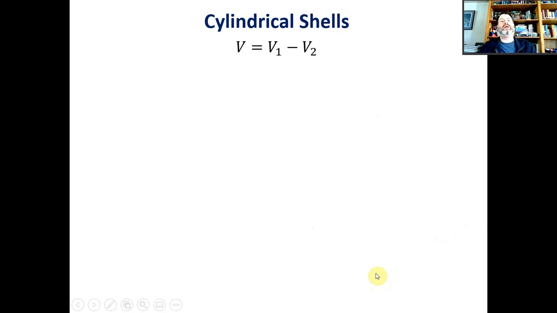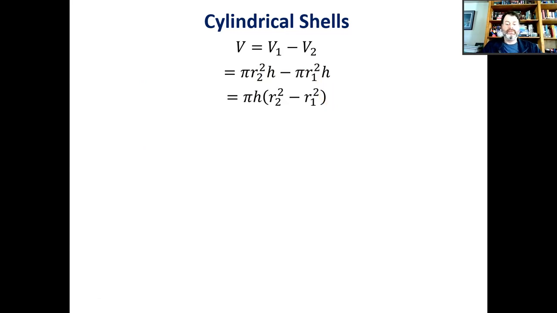So let's compute the formula for the volume of the shell. We know that V1 is the outer cylinder, V2 is the inner cylinder, so we're going to subtract those. So I just plug in the formula for the volumes of each cylinder, right? The outer cylinder is pi r squared h, but R2 is the outer radius, R1 is the inner radius. Then I'm going to factor out all the common factors, right? So pi and h are common factors. Then I'm going to use the difference of squares formula to factor this, right? This is a difference of squares, so I can factor it.